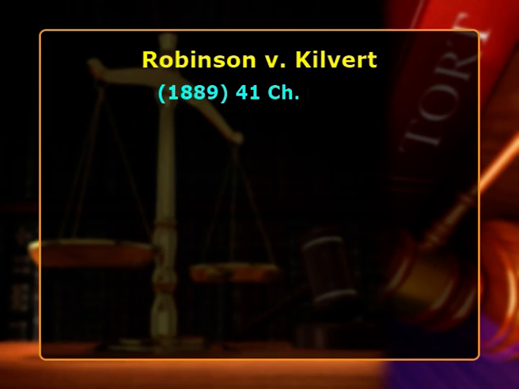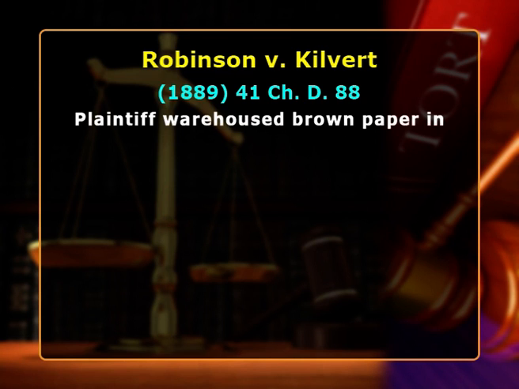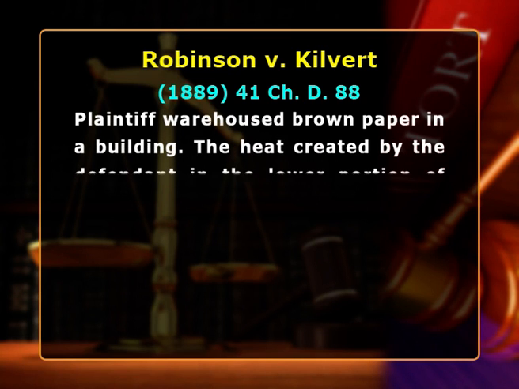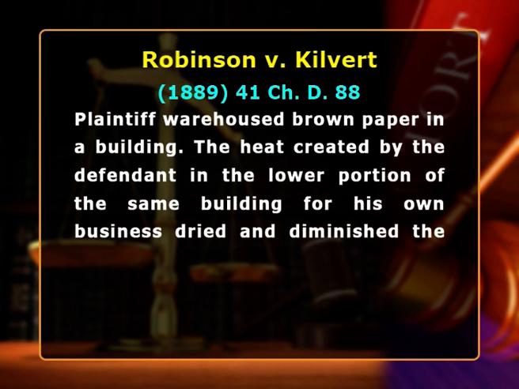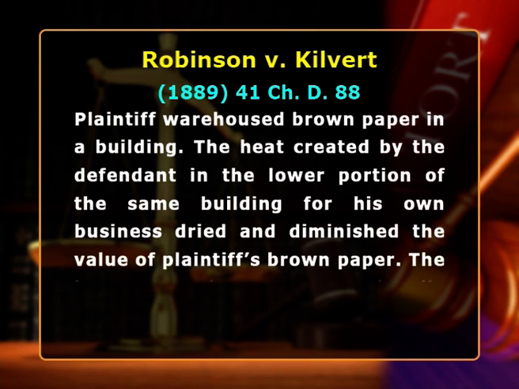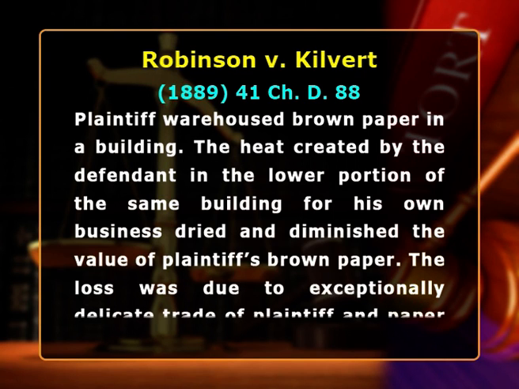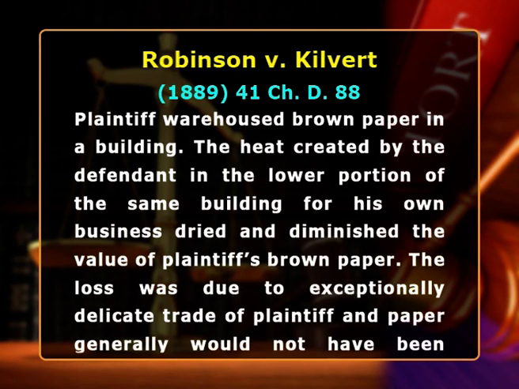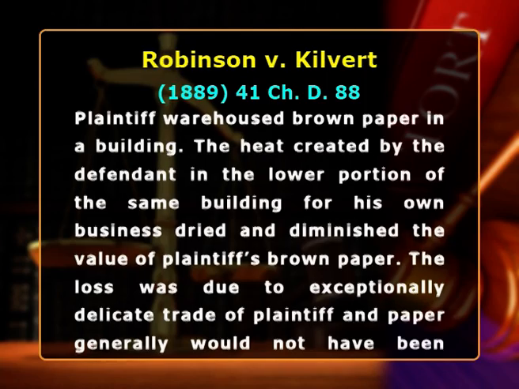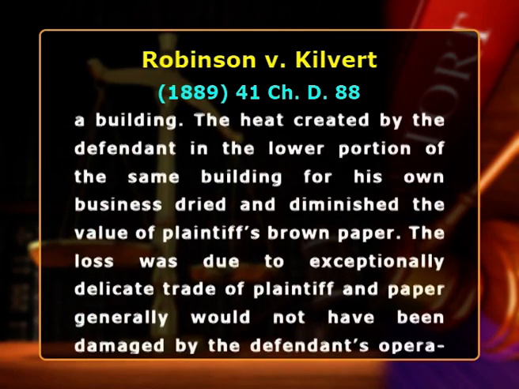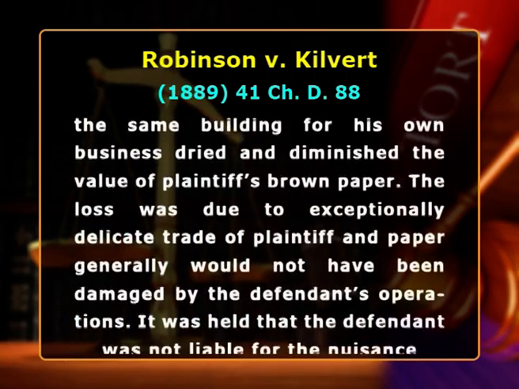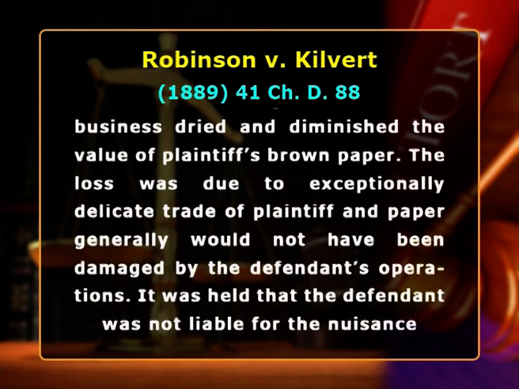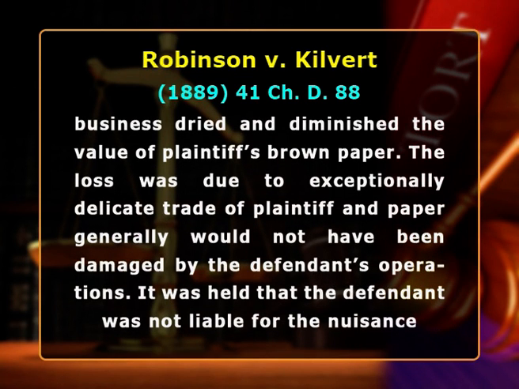In Robinson versus Gilbert, the plaintiff warehoused brown paper in a building. The heat created by the defendant in the lower portion of the same building for his own business dried and diminished the value of the plaintiff's brown paper. The loss was due to the exceptionally delicate trade of the plaintiff, and paper generally would not have been damaged by the defendant's operations. It was held that the defendant was not liable for the nuisance.